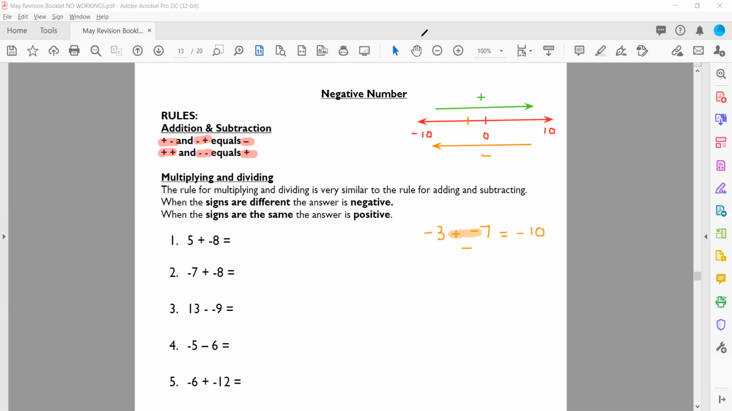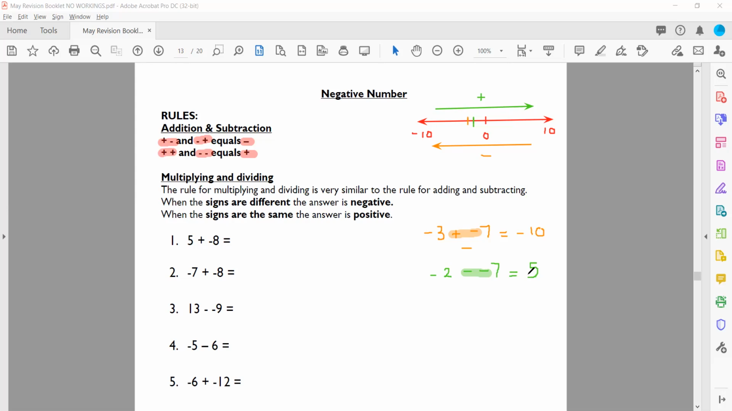If we have a look at one more, if we had minus 2 take away minus 7, in this case, we have a minus and a minus sitting next to each other. So we are starting at minus 2, so we will be roughly here on the number line, and we are adding 7, so we will be moving this way along the number line. Now, to go from minus 2 to 0, we would need to add 2, and that would leave us with 5 more, so your answer here would be positive 5.